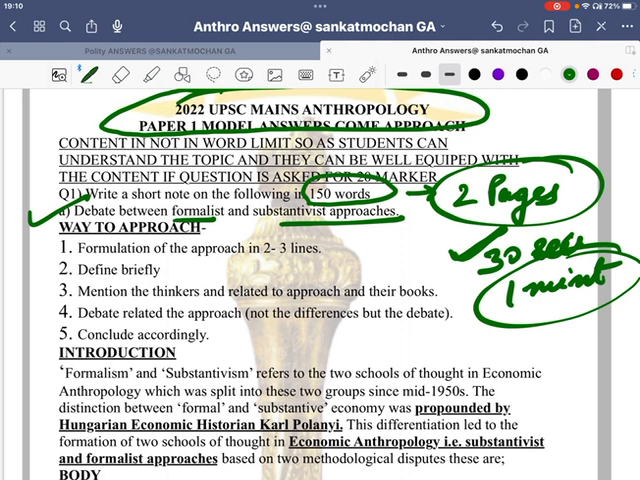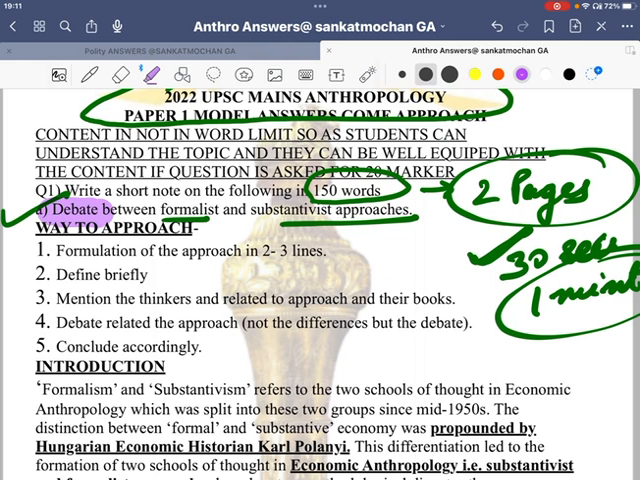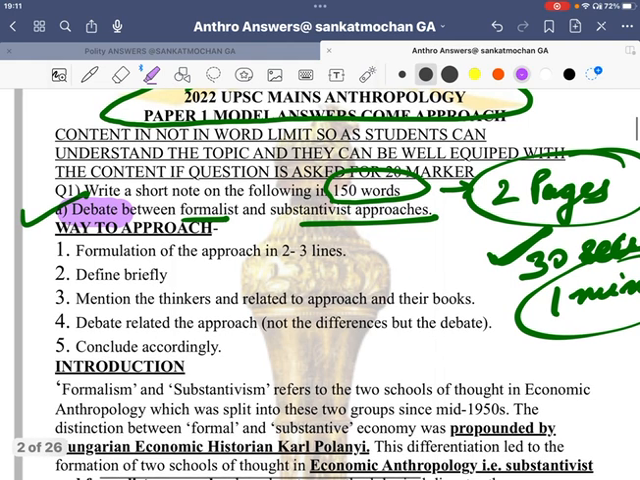Here, debate. Mind you, it's debate, not difference. Many of them have made this blunder. Debate is asked, you have written everything right, but you have written about the difference between the formalist and substantivist approach. So make sure what is asked is what is written in the examination paper, and that will fetch you the marks. So we start with the way to approach.